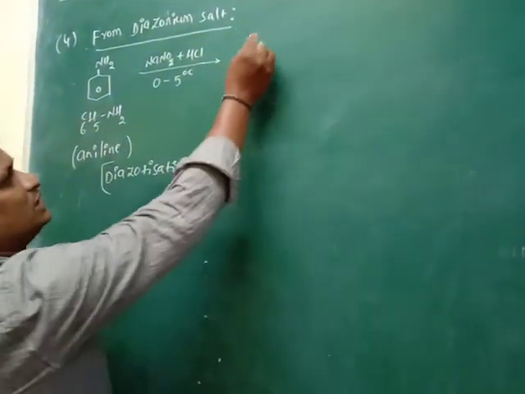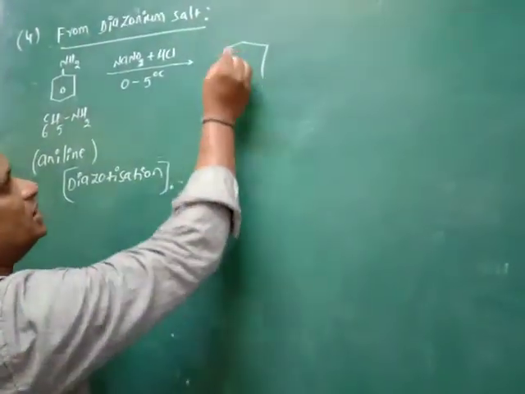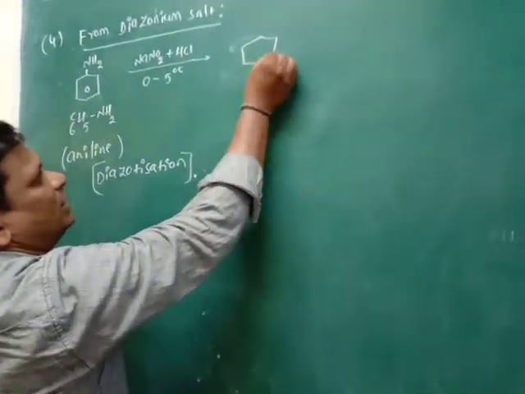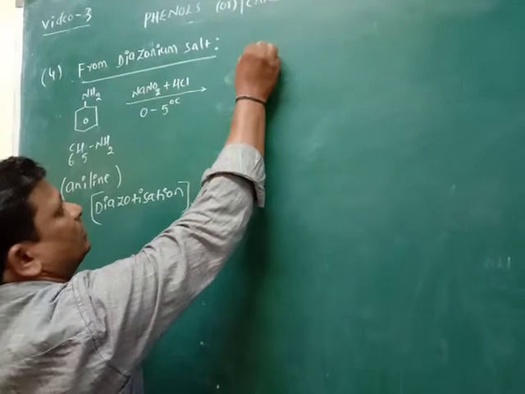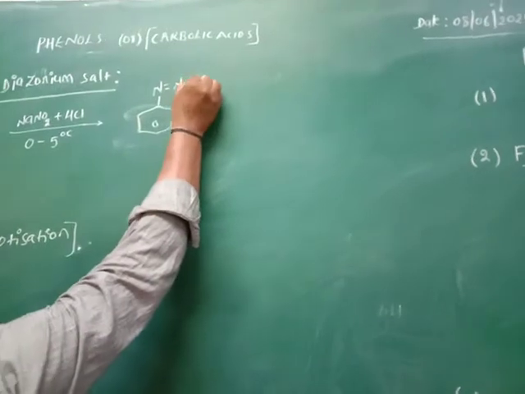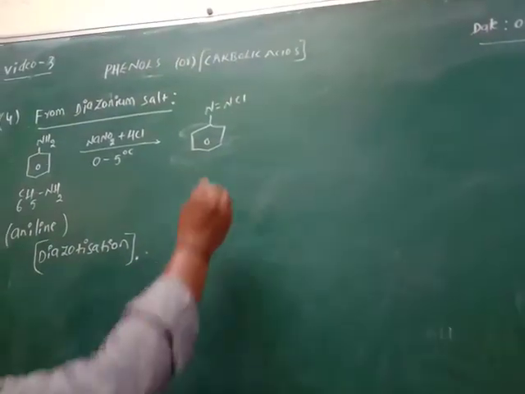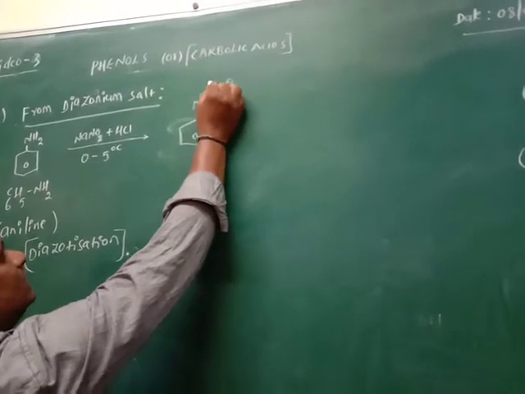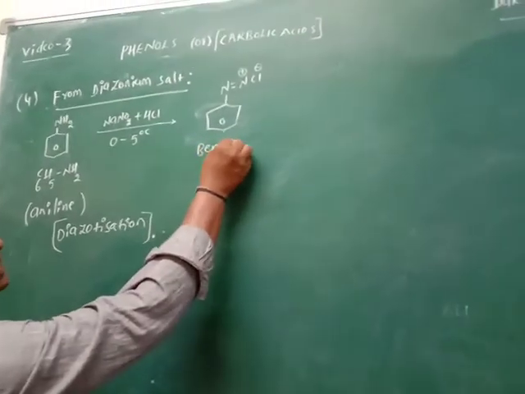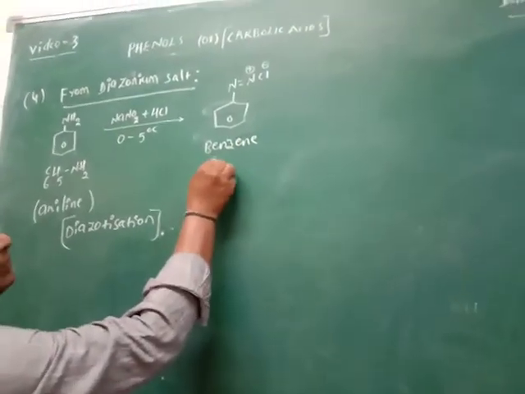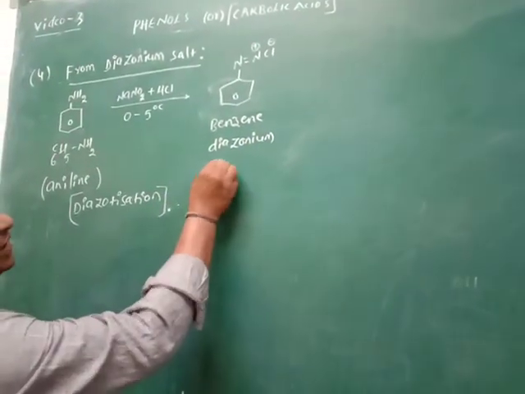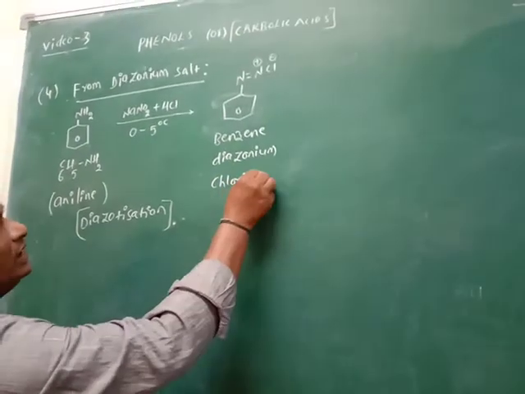In this process, the obtained compound is benzene diazonium chloride, that is C6H5 N double bond N, Cl. Cl is minus, and it is N2 plus. So benzene diazonium chloride is obtained.